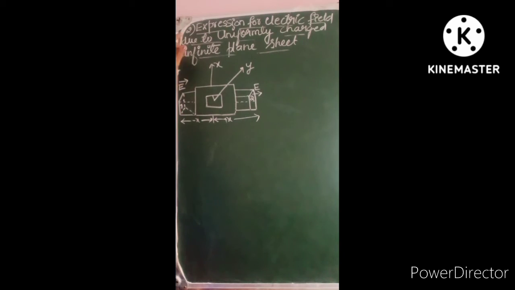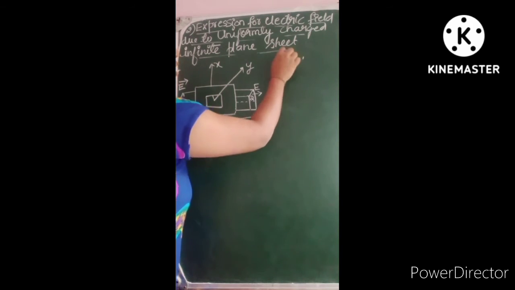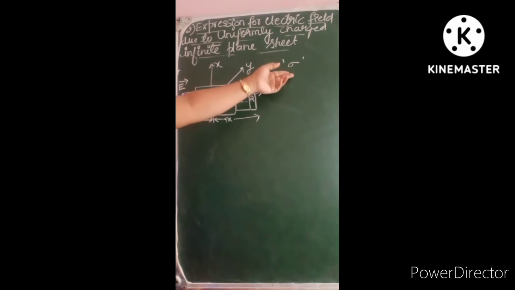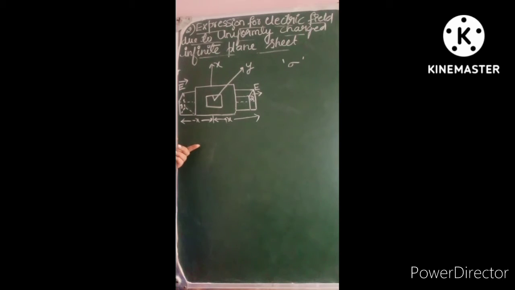The second application of Gauss law is the expression for electric field due to a uniformly charged infinite plane sheet. For this, let sigma be the surface charge density. To find the electric field due to the infinite plane sheet, let us consider a rectangular parallelepiped. It has two surfaces, surface 1 and surface 2.